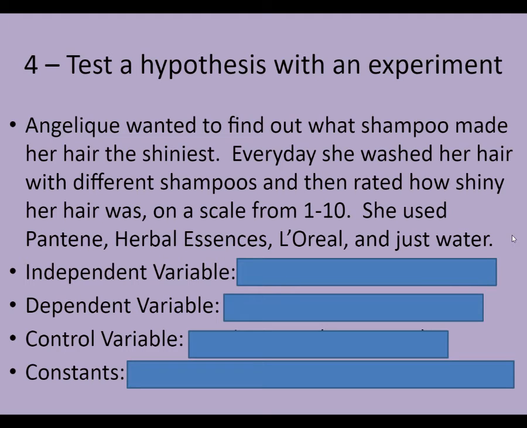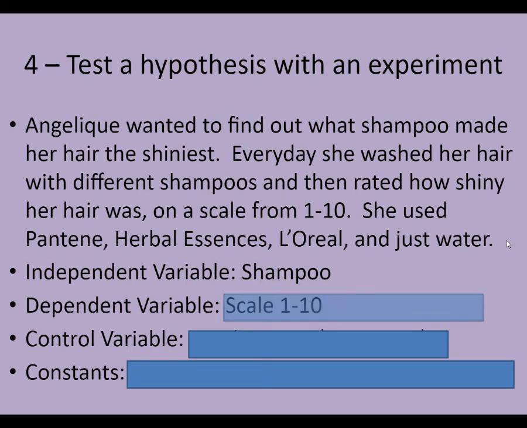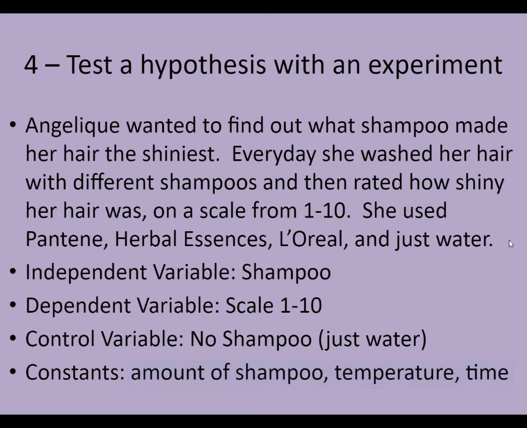So Angelique wanted to find out what shampoo made her hair the shiniest. Every day she washed her hair with different shampoos and then rated how shiny her hair was on a scale of 1 to 10. She used Pantene, Herbal Essence, L'Oreal, and just water. So our independent variable is the type of shampoo she uses. Our dependent variable is the scale of 1 to 10. So that is how she is measuring it. The control is just water, and then our amount of shampoo, temperature, and time are always the same. Make sense?